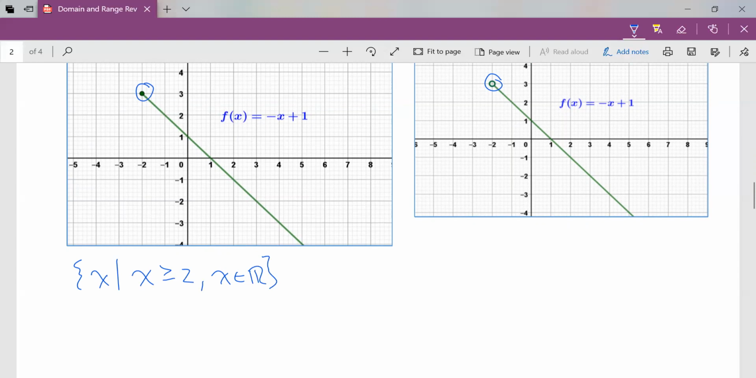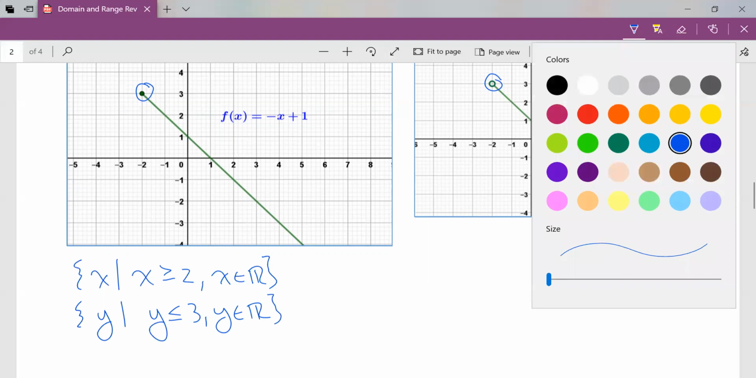My range. Does my graph stop going down? No. Does it stop going up? Yes. At that closed point, it stops at +3. So all of my y values for this function are less than or equal to 3. y is an element of the reals.